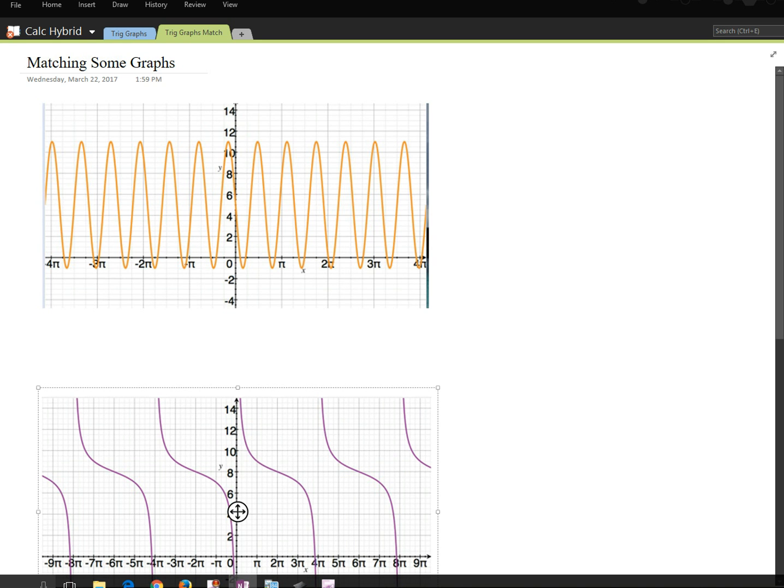Hello students, in this video we're going to look at the graphs you're supposed to match. So make sure that you've already attempted to match these graphs and come up with a function, in fact two functions for each one before watching this video.